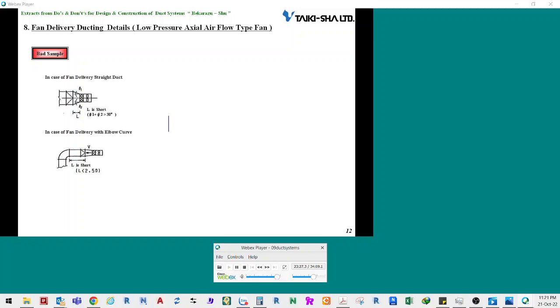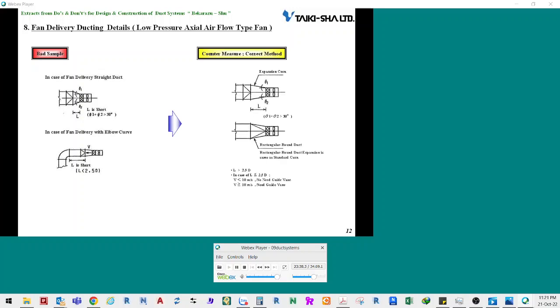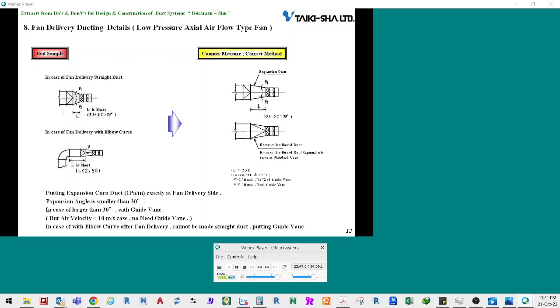The length of the straight duct on the outlet side is less than 2.5 d. This is also a cause of increased resistance. In such a case, you should design the duct as illustrated in the right side on this slide. The cross-section area of the duct on the fan outlet should be extended so that 1 pascal per meter of pressure loss can be attained. The extension angle shall be 30 degrees or less.